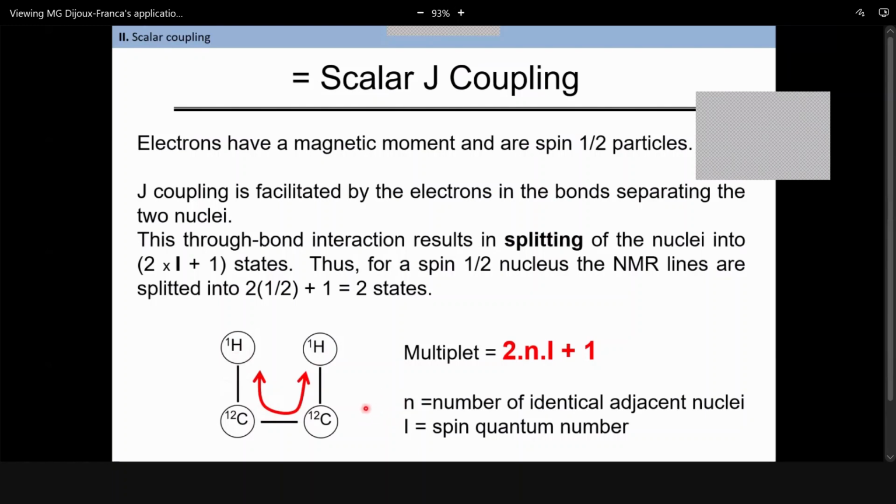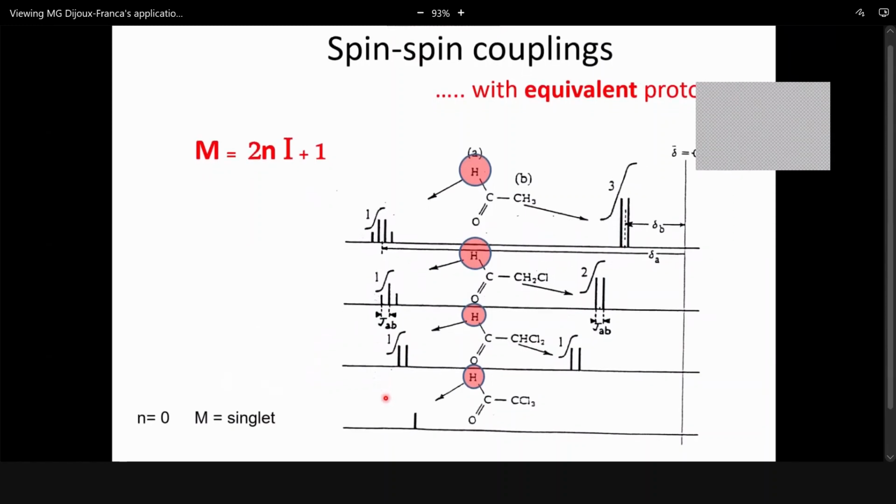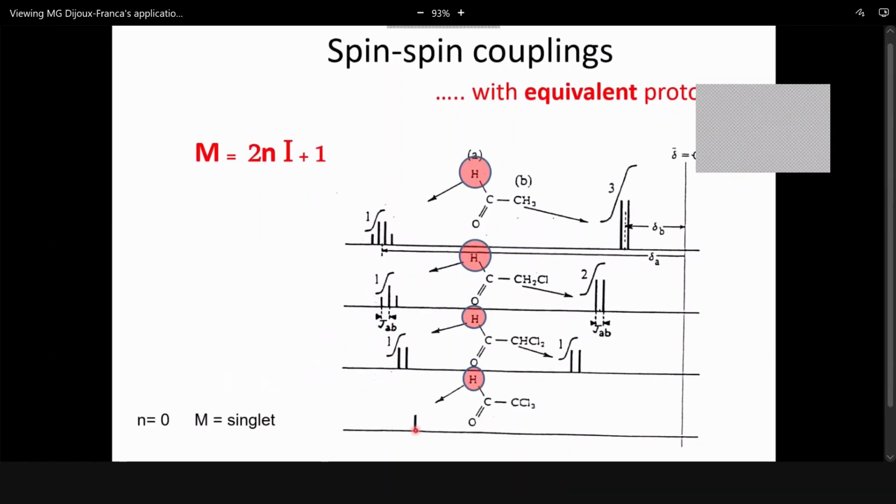We saw also that starting with no protons on the carbons just aside, N equals 0 because there is no proton on this carbon, then the multiplicity M equals 1. That means I have only one line. This is called a singlet.